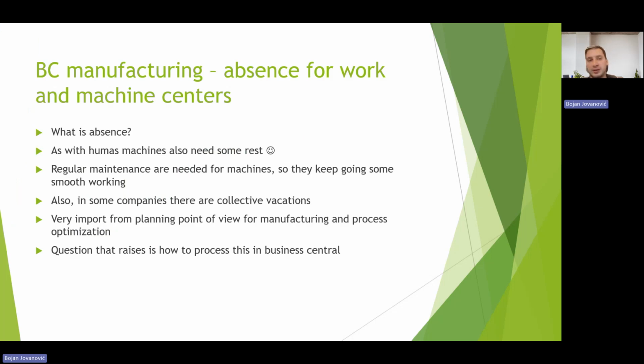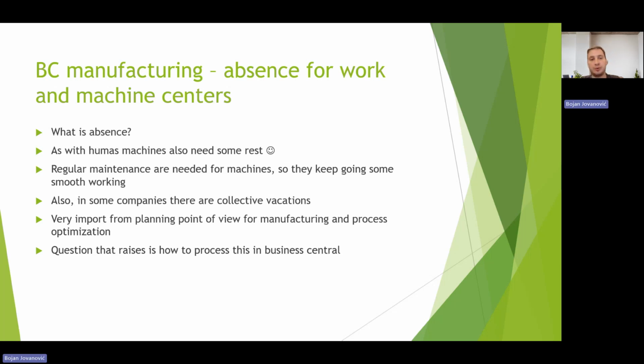First of all, what is an absence? Similar to humans, machines also need some kind of rest, and that rest needs to be evident as an absence for work and machine centers. For example, regular maintenance is needed for machines, so they can keep working smoothly and without failures during manufacturing processes. Also, some companies have a collective vacation for their manufacturing departments, so they can optimize processes.